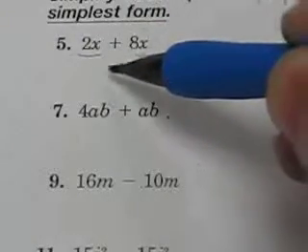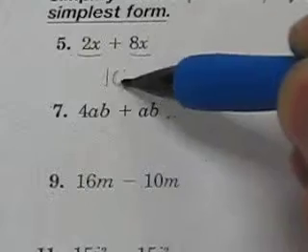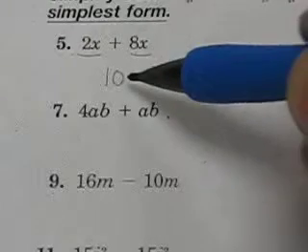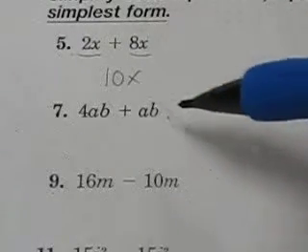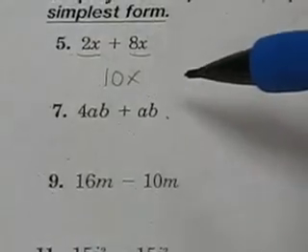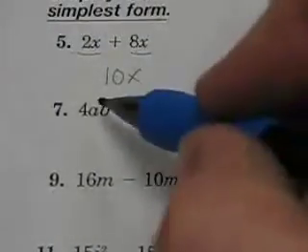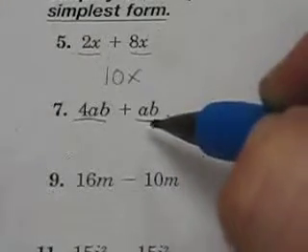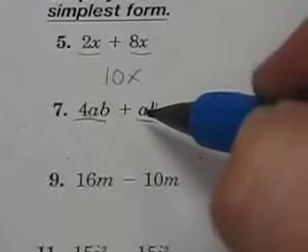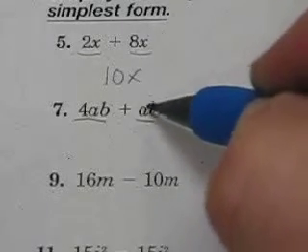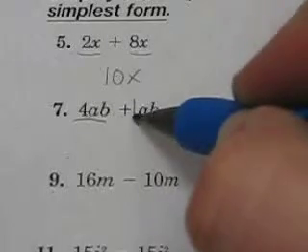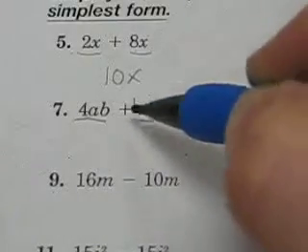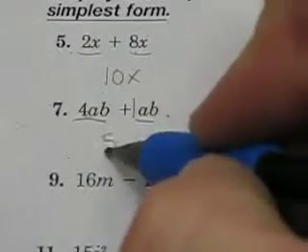2x plus 8x, the way we add like terms is by adding the coefficients and leaving the variables and their exponents exactly as they were. So 10x would be our answer to number 5. Moving on down, number 7. These are like terms also, 4ab and ab. We can add those because they have the same variables with the same exponents. Remember that if you have a term that doesn't have a coefficient in front of it, it's implied that that's a 1. So on number 7, 4ab plus ab, or 1ab, gives us 5ab.